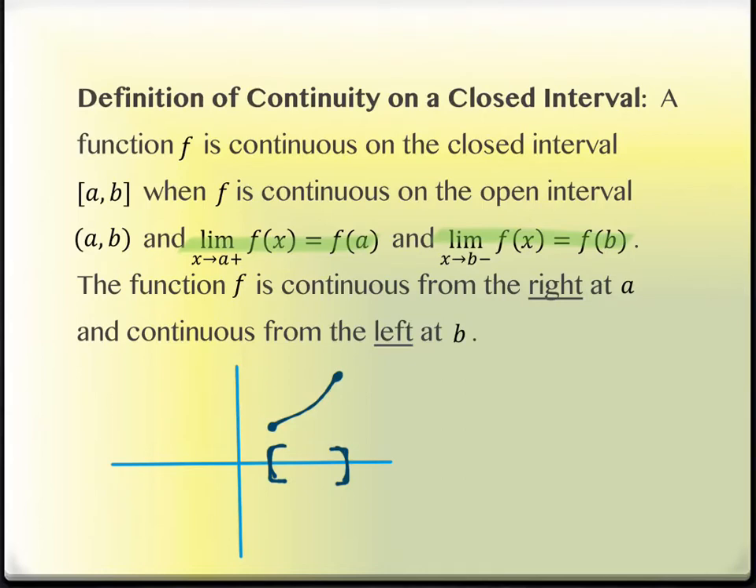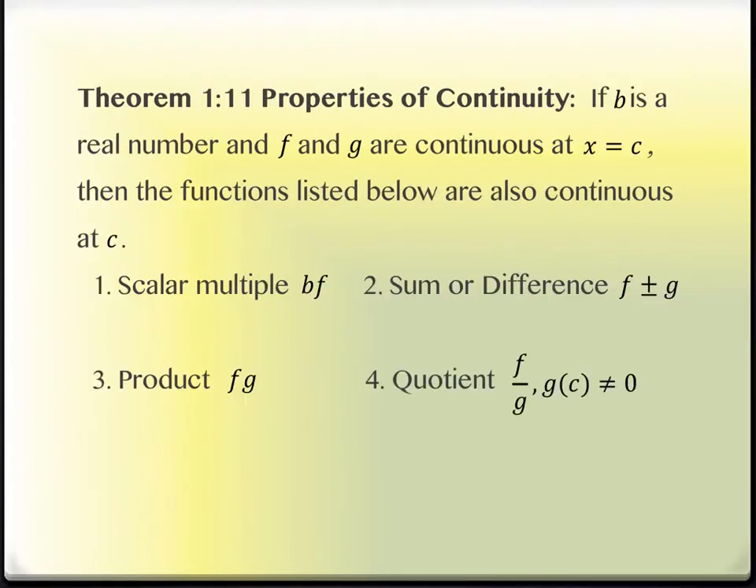All right, more properties of continuity. They're going to feel a lot like our properties of limits since continuity and limits are so intertwined. If b is a real number and f and g are continuous at x equals c, then the functions listed below are also continuous at c. Scalar multiples: clearly, if you have something that's continuous and you multiply it by 5, that shouldn't change its continuity.